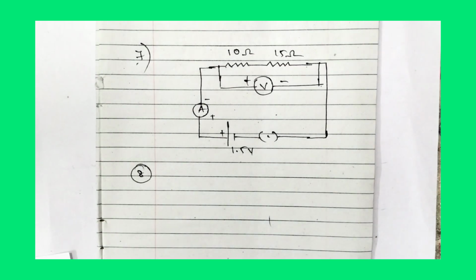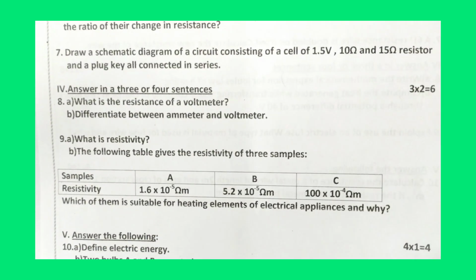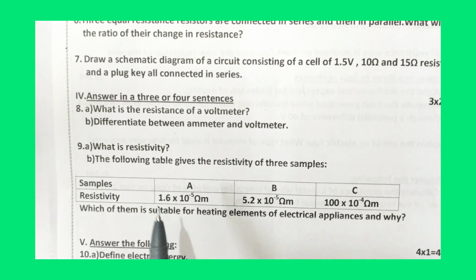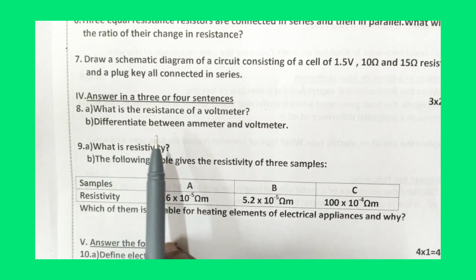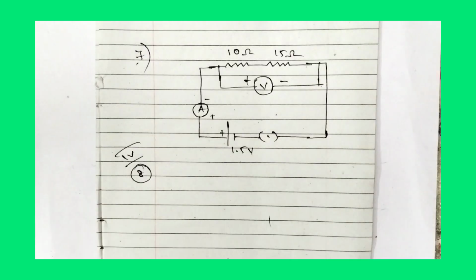Now let us move to the 8th question. This is the 4th main. The 4th main 8th question is: what is the resistance of a voltmeter? Differentiate between ammeter and voltmeter. So let us answer this question.